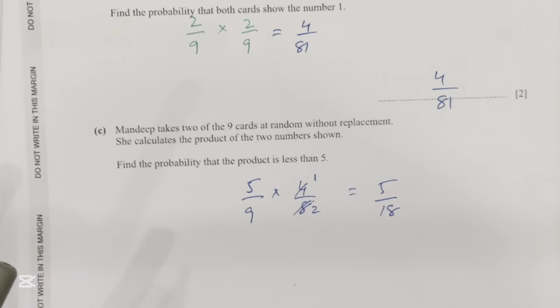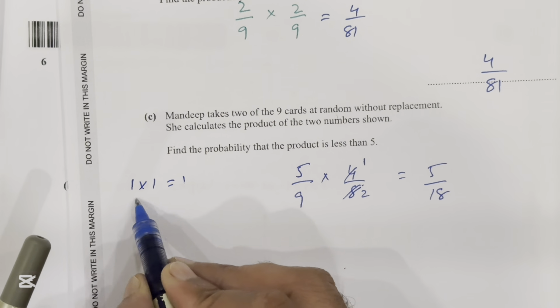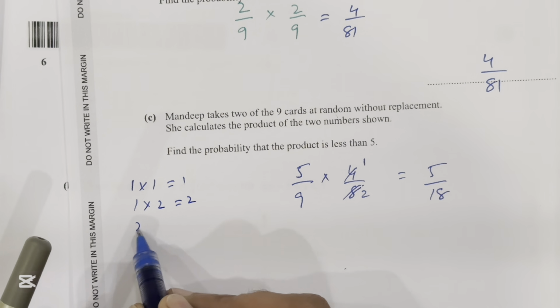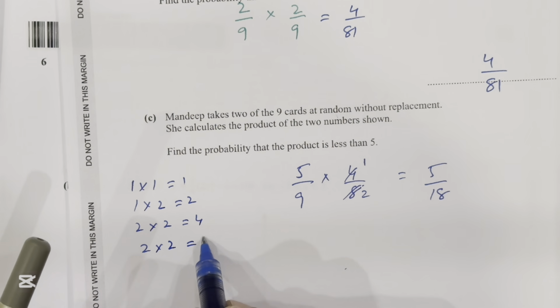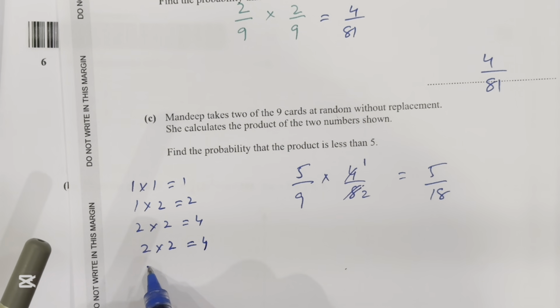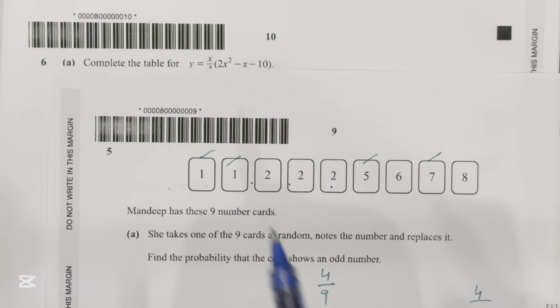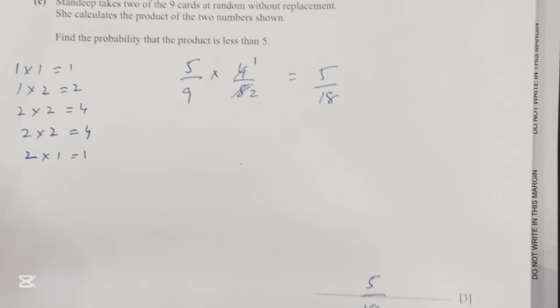Okay, you can write all those numbers. 1 multiplied by 1, that is equal to 1. 1 multiplied by 2, that is equal to 2. Then 2 multiplied by 2, that is equal to 4. Again 2 multiplied by 2, that is again equal to 4. Then again you can multiply 2 multiplied by 1. So these are the 5 numbers whose products are less than 5: 1, 2, 3, 4, 5. So our probability 5 by 18 is our final answer for this question.